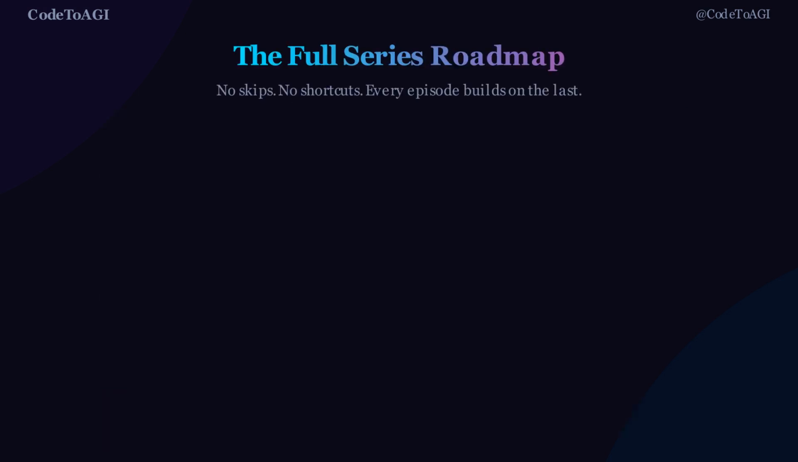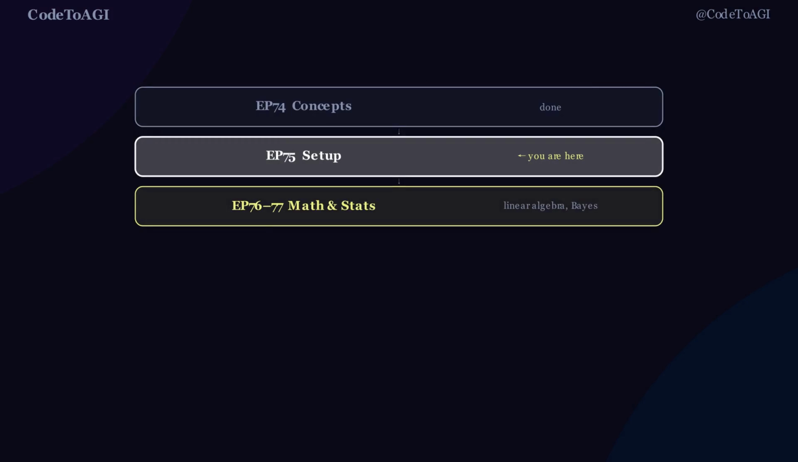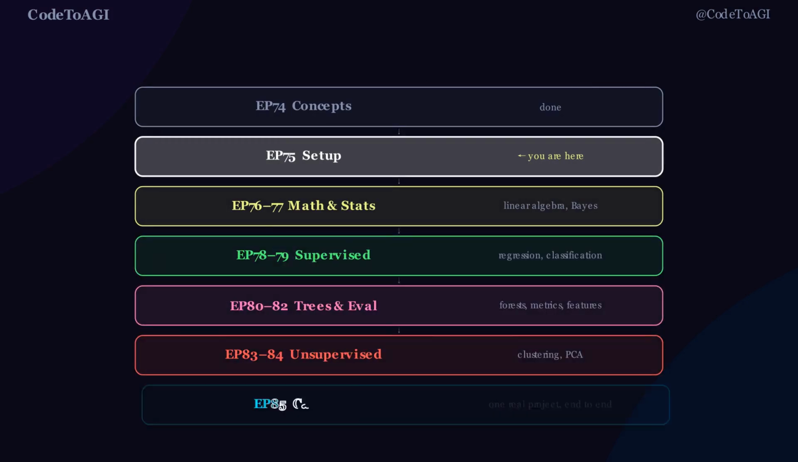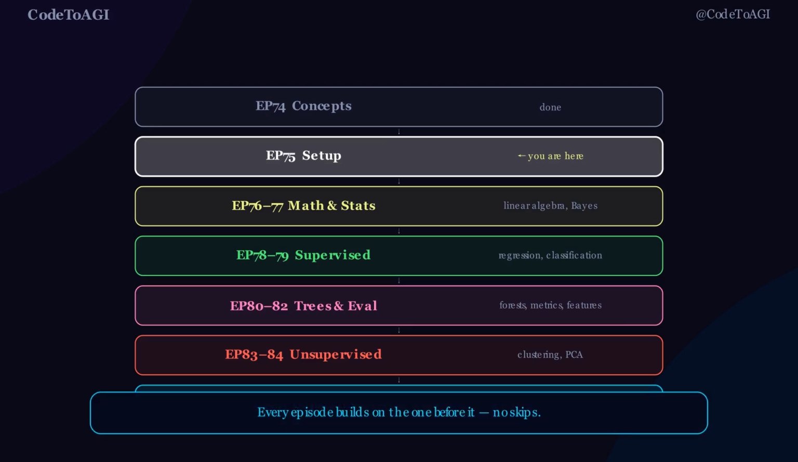Here's exactly where we go from here. Episode 3, the math that actually matters for ML. Then probability and statistics, the minimum you actually need. Then we start building real models: regression, classification, trees, forests. Then evaluation, feature engineering, clustering, and dimensionality reduction. And it all lands in one capstone project, start to finish. Every episode builds on the one before it. No skips.